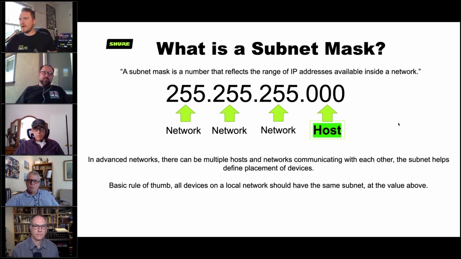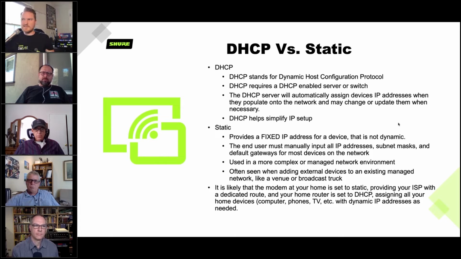So IP and subnet mask, DHCP versus static. What are these settings and what do they mean? So DHCP stands for Dynamic Host Configuration Protocol, dynamic being the main keyword there. And what that means is that you've got a server or a switch that is doling out the IP addresses automatically. So it's a technical device that's going to manage that. The DHCP server will automatically assign those addresses to populate your network, and sometimes those IP addresses will change based on the needs or as you add devices, hence the term dynamic.